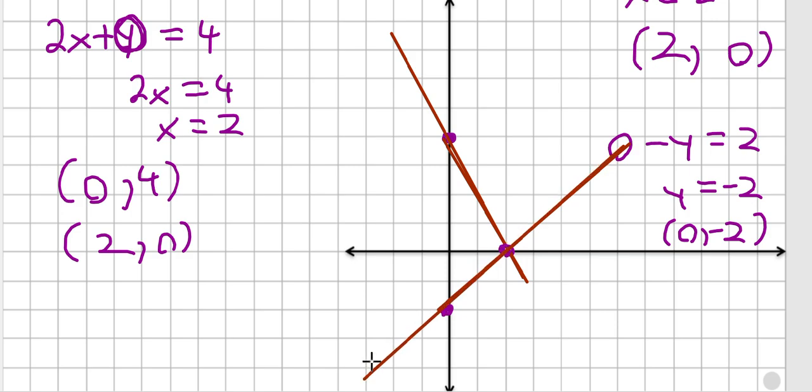Where did the two lines hit each other? 2, 0. Okay.